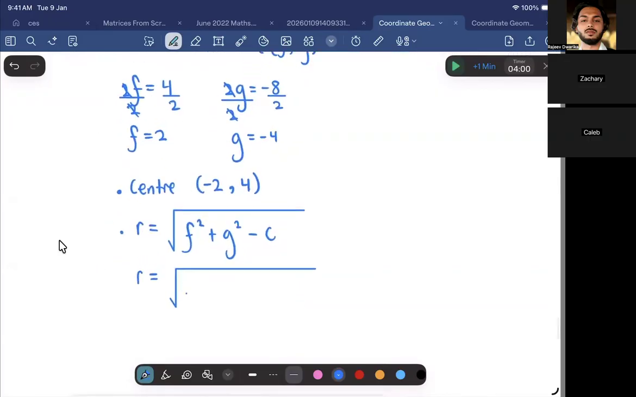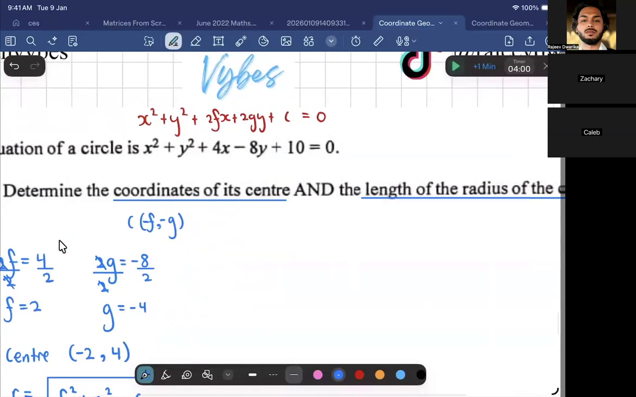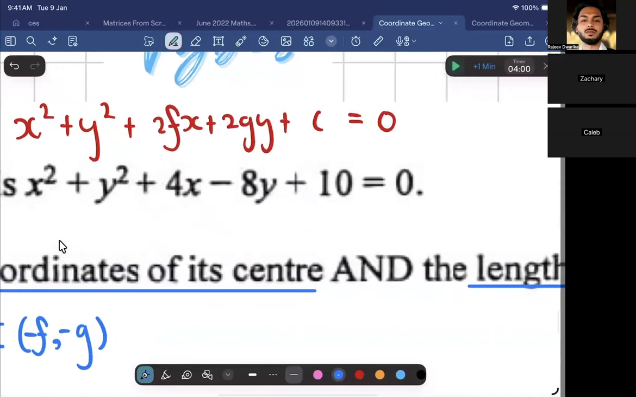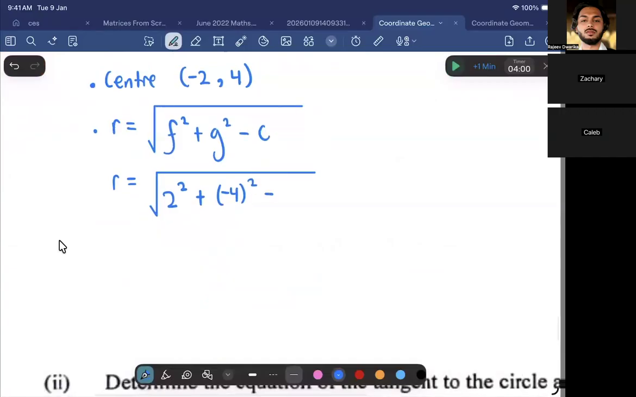So 2 squared plus minus 4 squared. I have to be careful, with brackets or without brackets? With brackets, because it's a negative. And what is c? c is 10, minus 10. Right, so 2 squared is 4, and minus 4 squared is what? Minus 16.